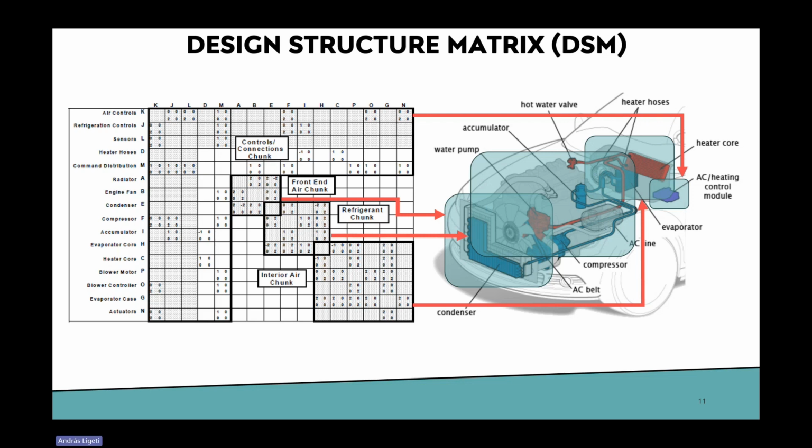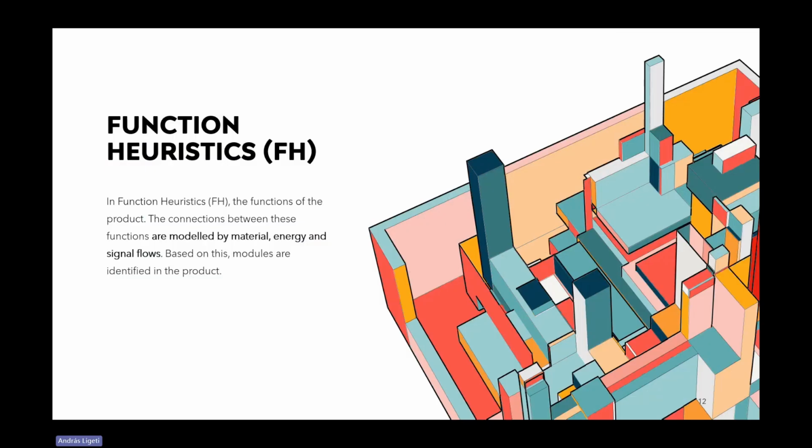So basically, that also creates some kind of platform for this air conditioning system. So this is the design structure matrix, and the second tool is the so-called function heuristics. The function heuristics also maps the interaction between components, but it also creates a layout of those interactions. That's basically the biggest difference between these two.